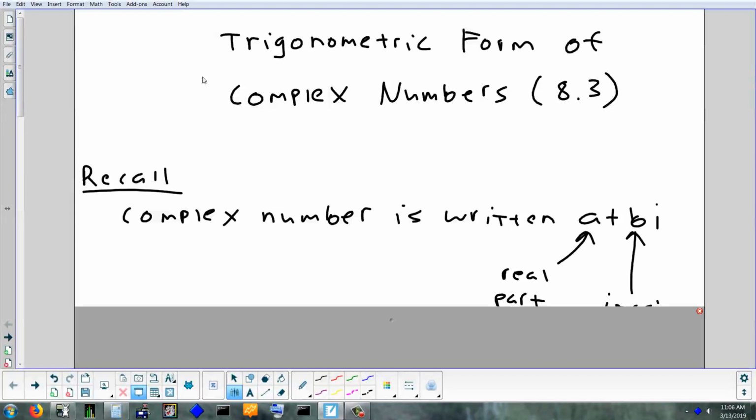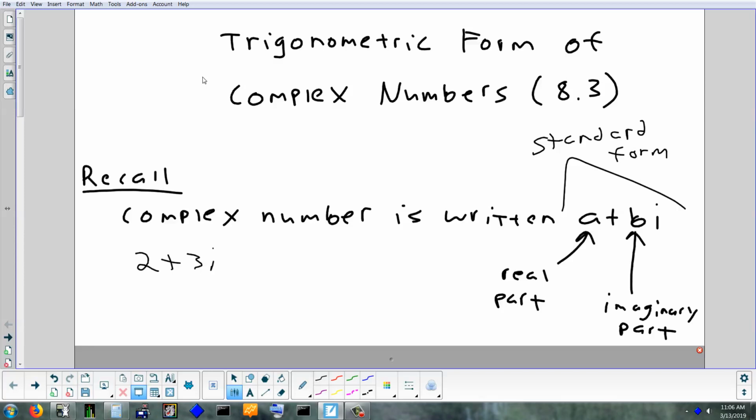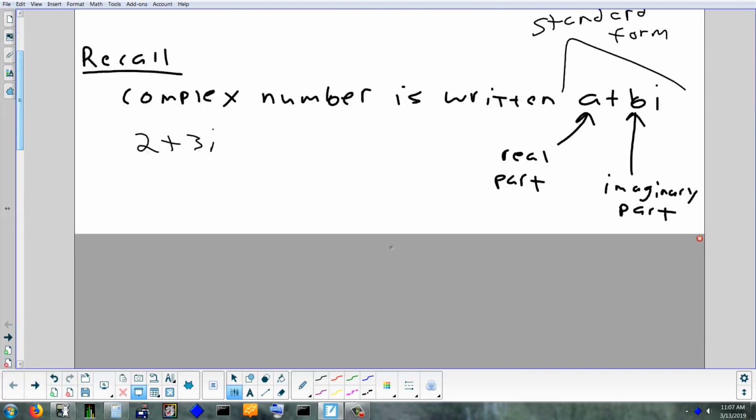So remember that the way we're used to writing a complex number is just like that. Okay? That's called standard form. Standard form is when you write a real part, plus or minus, and then an imaginary part. A is the real part, B is the imaginary part. So something like 2 plus 3i. That's an example of a complex number in standard form. Any questions on that?